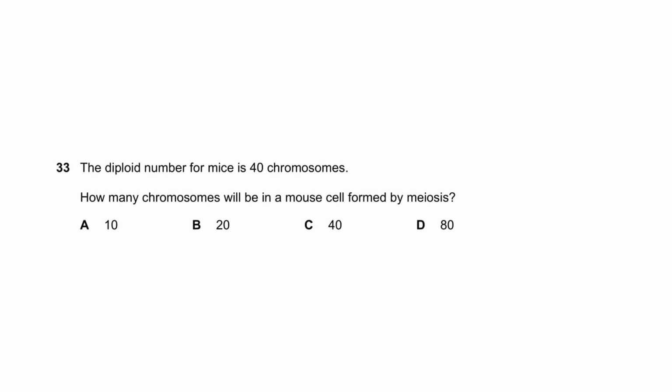Question 33 says the diploid number for mice is 40 chromosomes. How many chromosomes will be in a mouse cell formed by meiosis? For this question, it's important to remember that meiosis produces haploid cells, meaning they have half the number of a diploid cell, so 40 divided by 2 is 20.